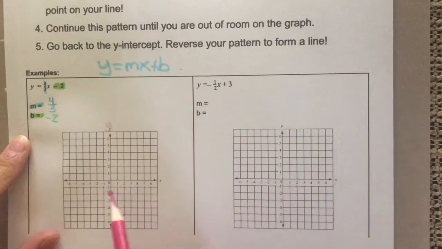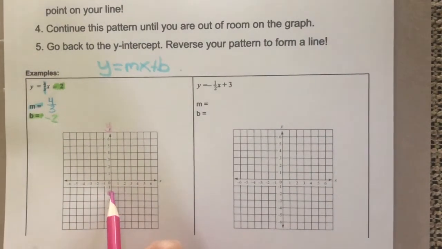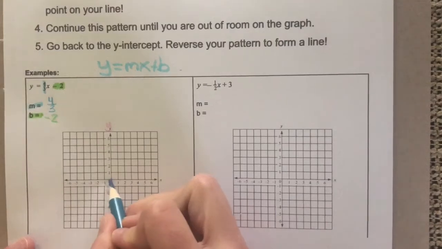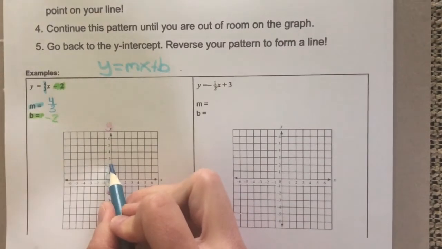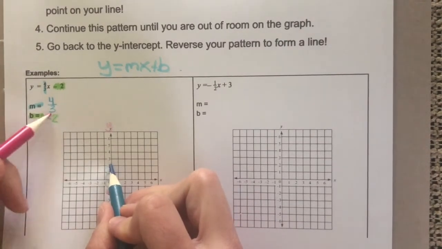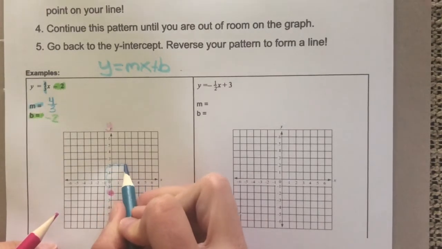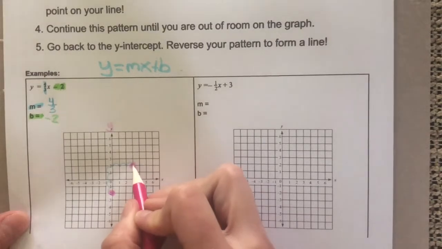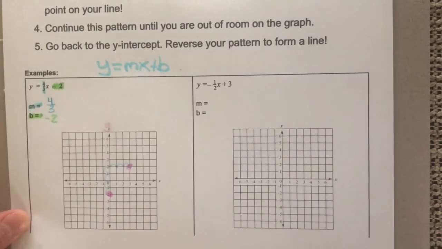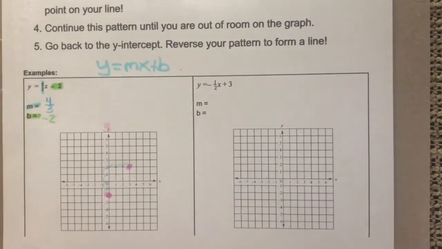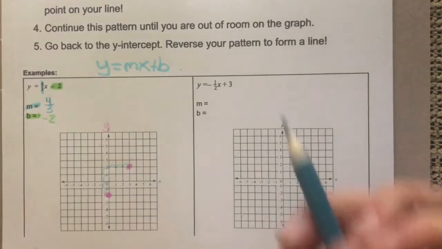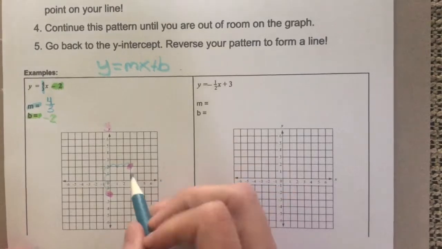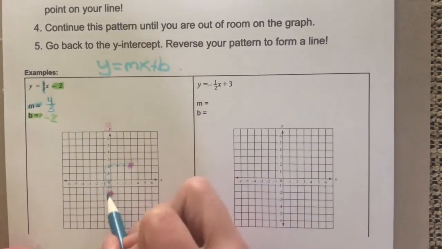That means from my -2, I'm going to be counting up 4 units, 1, 2, 3, 4, and then over to the right 3 units, 1, 2, 3. And that spot right here is where my second point exists. That's the second point on my line. And again, I have to continue this until I reach the end of the graph. I haven't reached the end of the coordinate plane yet, so I'm going to keep going.